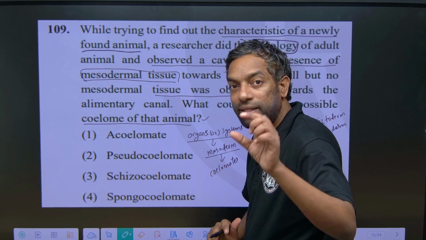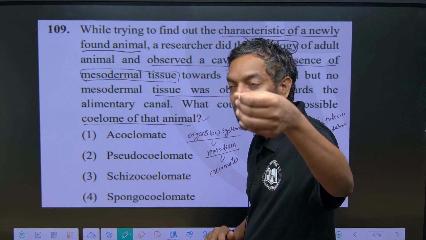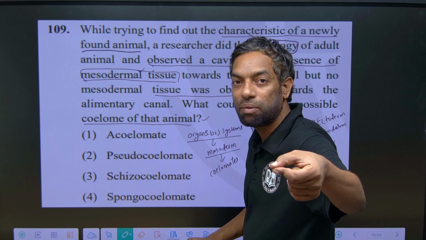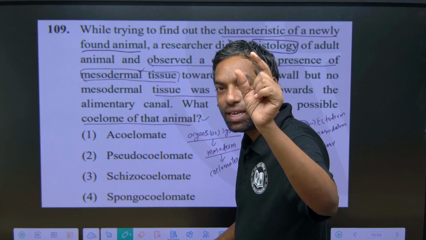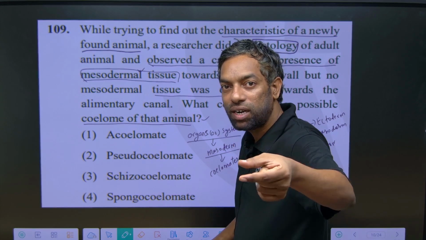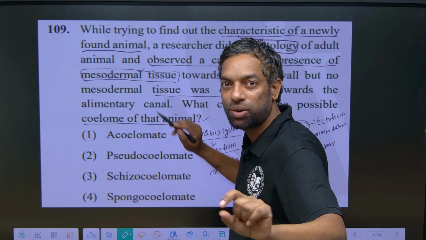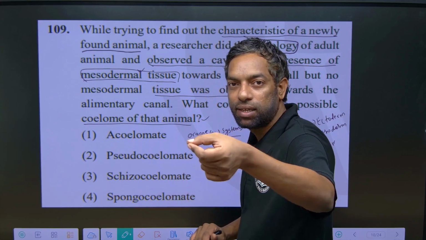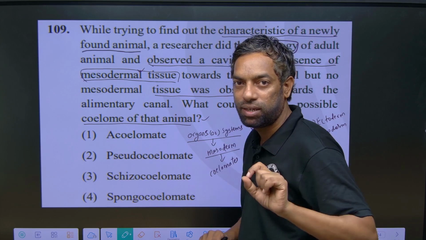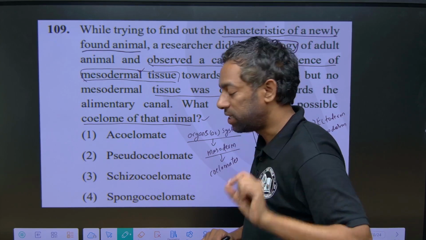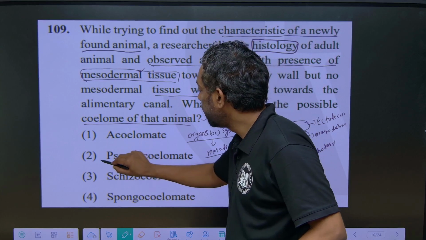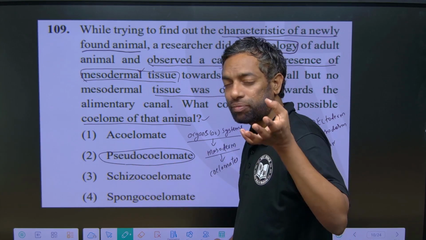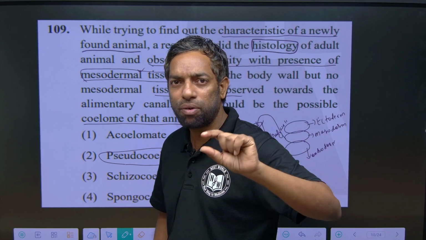Coelomates. But there is a tissue which is developed here. Mesodermal tissue is observed, but the alimentary canal is the system that is not developed from this mesoderm tissue. So here it is the false coelomates, meaning pseudo-coelomates. Pseudo-coelomate is the false coelom, created here because a tissue is developed by the mesoderm.